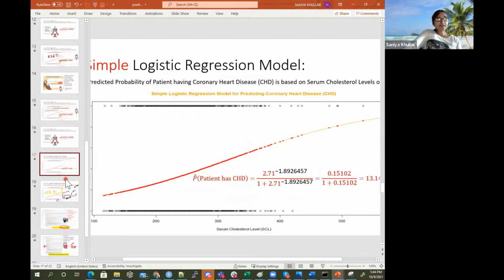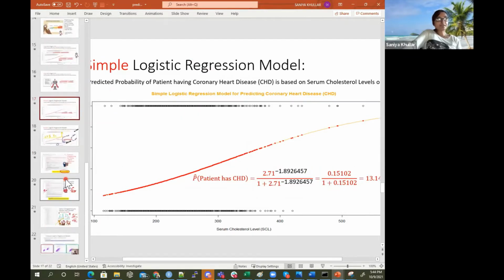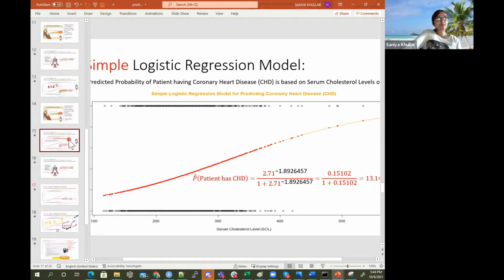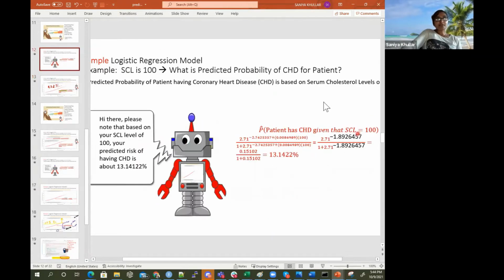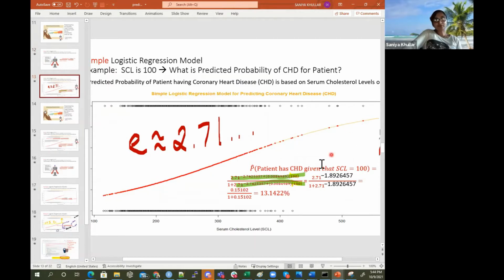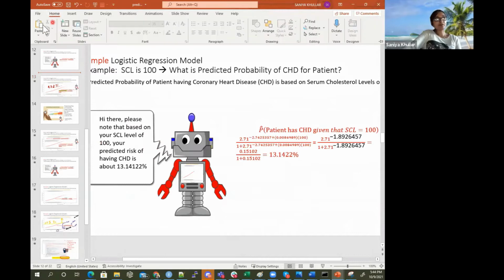One of the things that I did is I fit these models to predict. This is a model that I had created that is based on a logistic regression model. So if your serum cholesterol level is 100, I fit a model, and that model is making the following prediction.